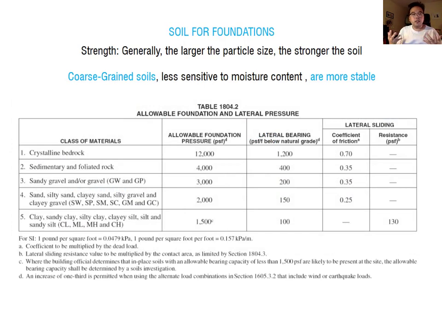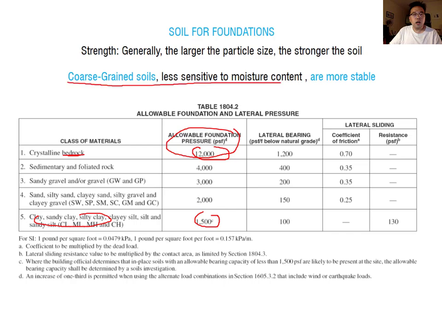Also, for the soil for the foundation, you can find some actual data information from the IBC. For bedrock, you can see the allowable foundation pressure in PSF, and then you can see the clay. Simply understand that bedrock is much stronger than clay. It gives much more support to the building compared to clay. Also, from this table you can find that coarse grained soil is less sensitive to the moisture content and more stable. Simply, you're getting the information from here.